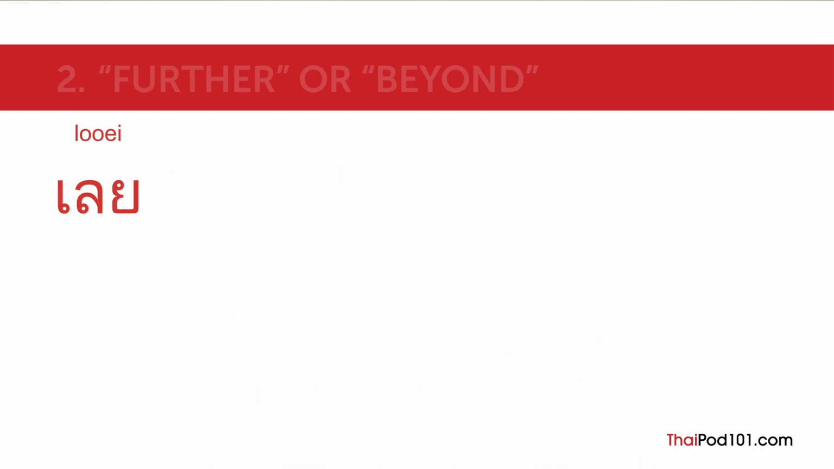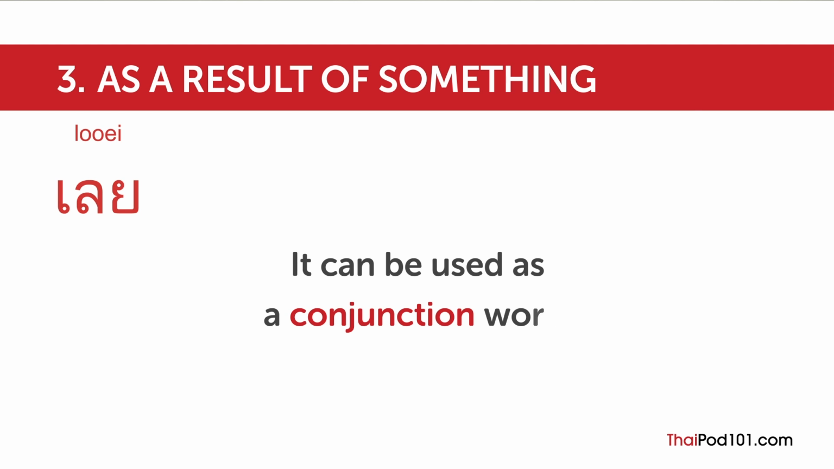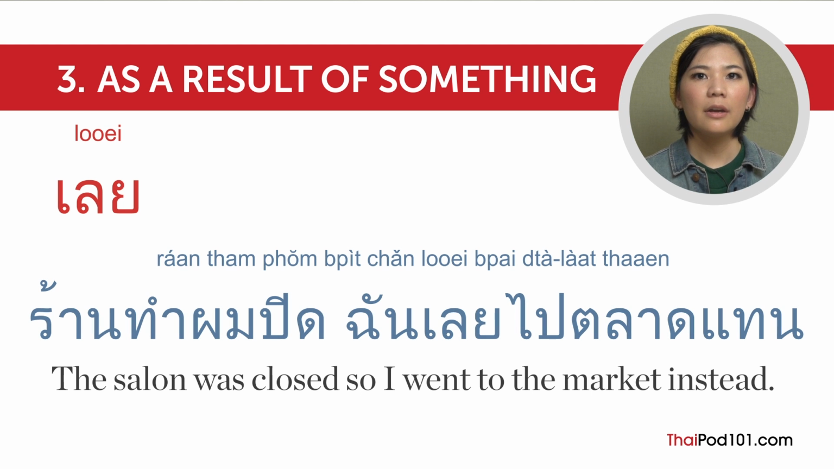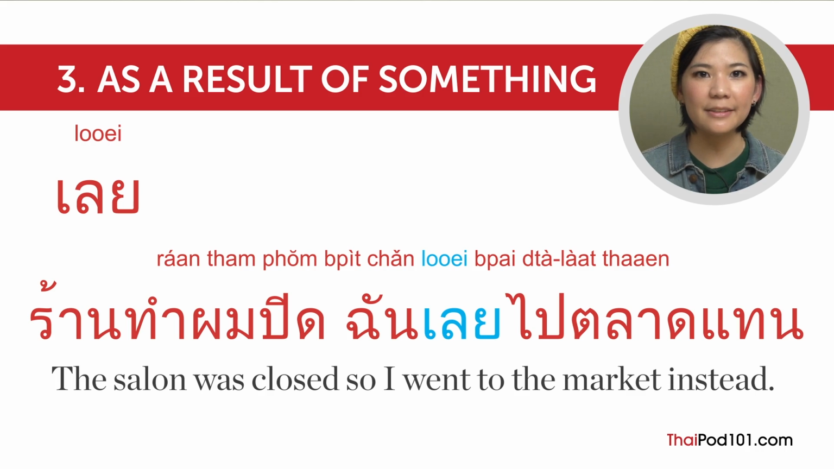The last use of เลย is to use it as a result of something. Let me clarify. เลย can be used as a conjunction word. For example, ร้านทำผมปิด ฉันเลยไปตลาดแทน The salon was closed, so I went to the market instead. Now, in this sentence, เลย is put in between two statements to mean as a result of something.